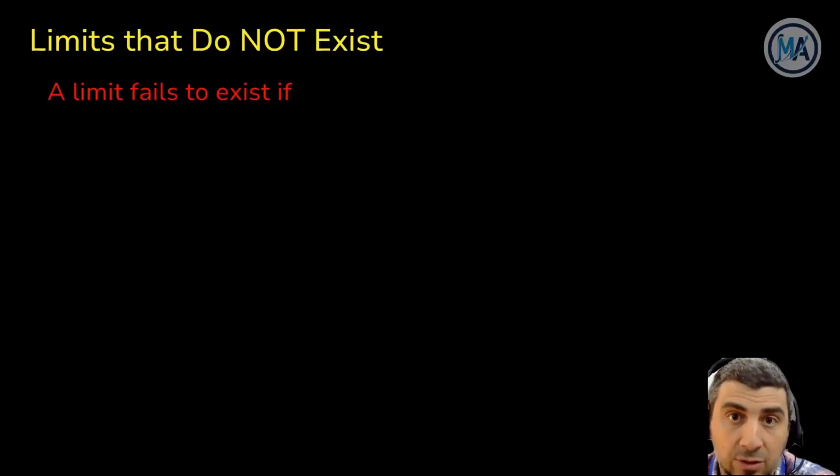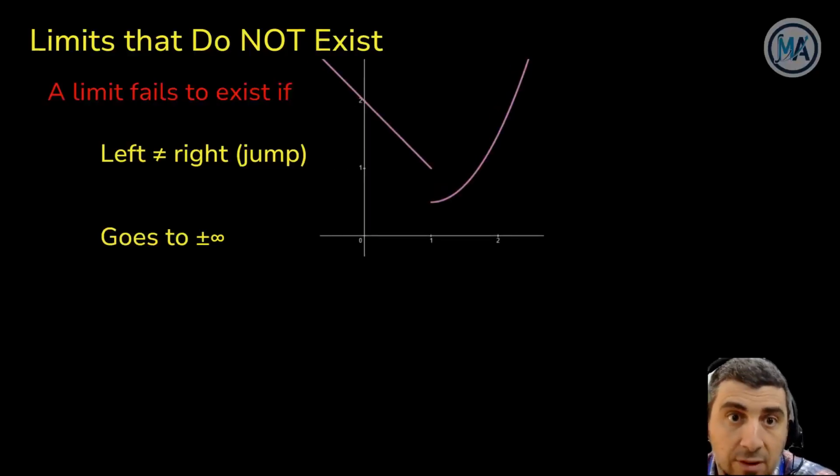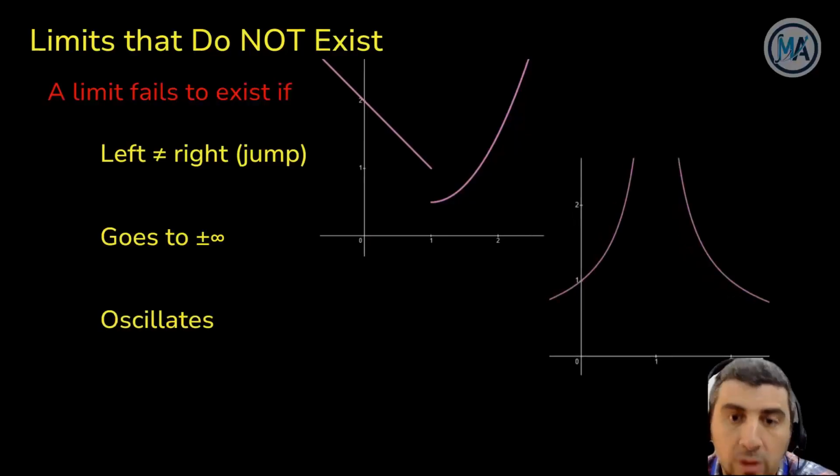Let's talk about limits that do not exist. A limit is going to fail to exist if the left and right sides of the function are not equal as you approach the limiting value. That's going to result in a jump, if the limit goes to positive or negative infinity, or if the function oscillates as you approach a limiting value.